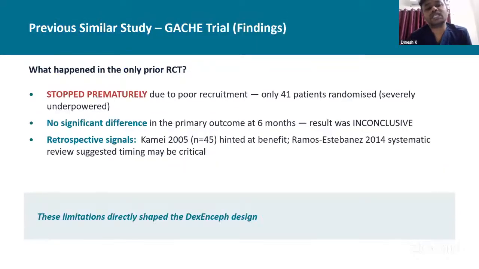What happened to the trial is that it was stopped prematurely due to poor recruitment. They could only recruit 41 patients out of the total 370-odd patients. Even in those 41 patients, there was no significant difference in the primary outcome at 6 months. Some retrospective studies, after the GACHE trial stopped prematurely, hinted at some benefit of steroids in HSV encephalitis. The specific DexEnceph design was then started.